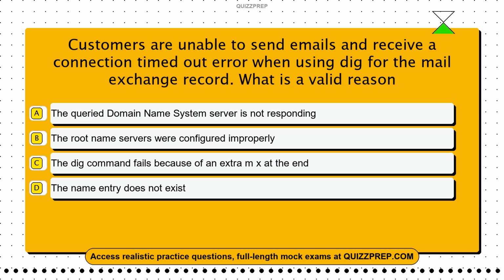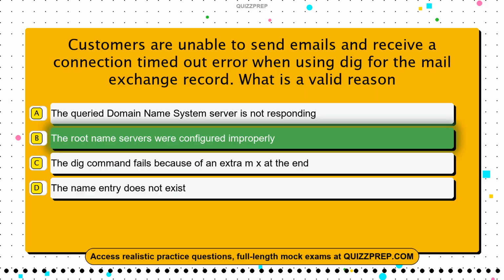Question 67. Customers are unable to send emails and receive a connection timed out error when using dig for the mail exchange record. What is a valid reason? Option A. The query domain name system server is not responding. Option B. The root name servers were configured improperly. Option C. The dig command fails because of an extra MX at the end. Option D. The name entry does not exist.